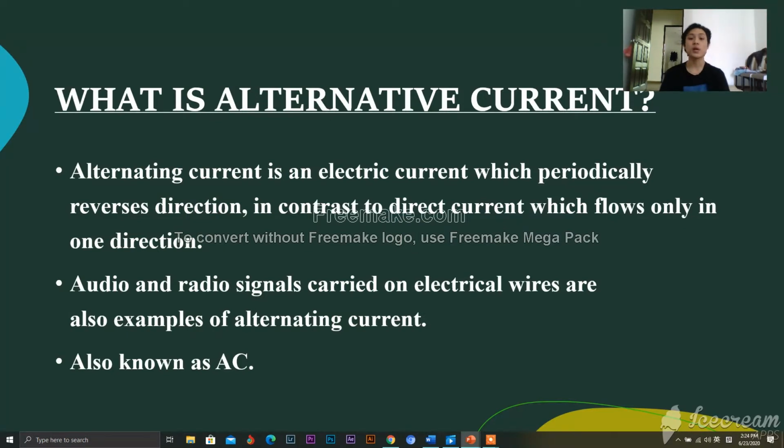So what is alternating current? For our knowledge, alternating current is an electric current which predictably reverses direction, in contrast to direct current which flows only in one direction. Audio and radio signals carried on electric wires are examples of alternating current. Alternating current is also known as AC.